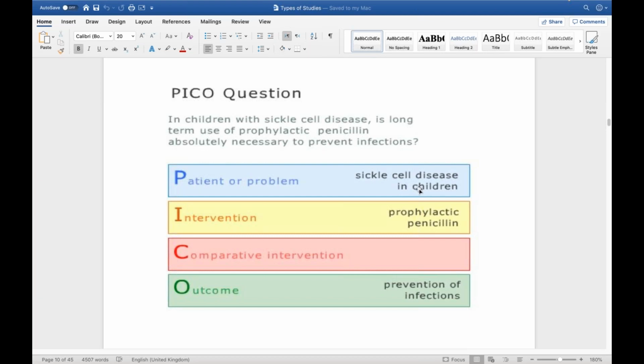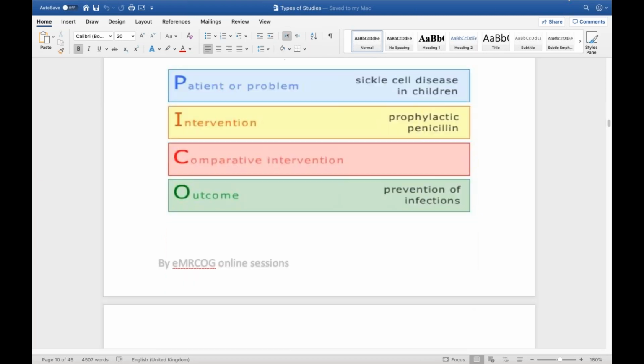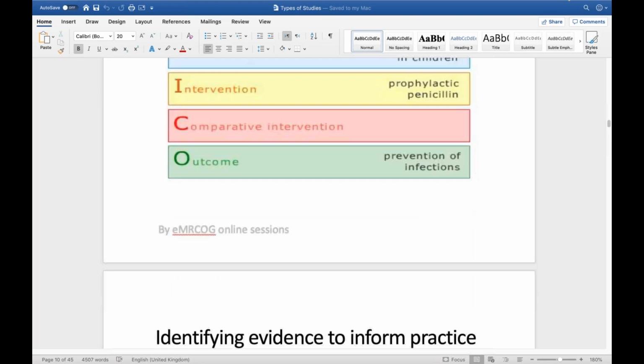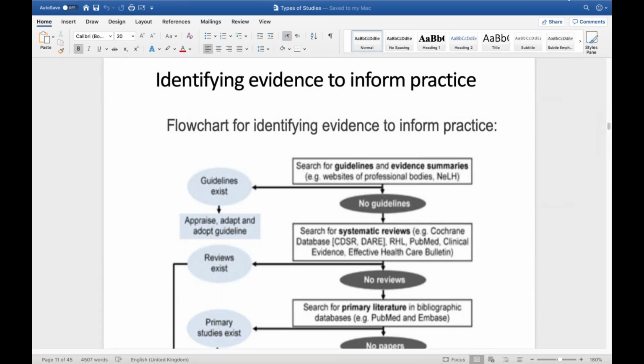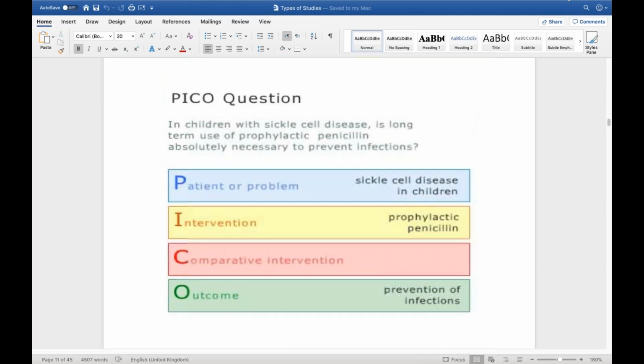Sickle cell disease in children, that's a patient group or a population or the pathology or whatever. It's PPP, patient, population, pathology, it's the same. The intervention is prophylactic penicillin, and you compare it with placebo or another intervention, and you will see the outcome. Is it preventing the infection or not? Okay, so that's how to formulate the question, and that's what this PICO means, basically.